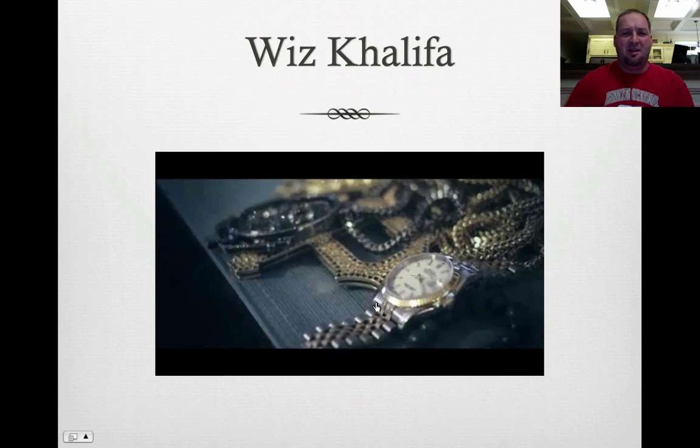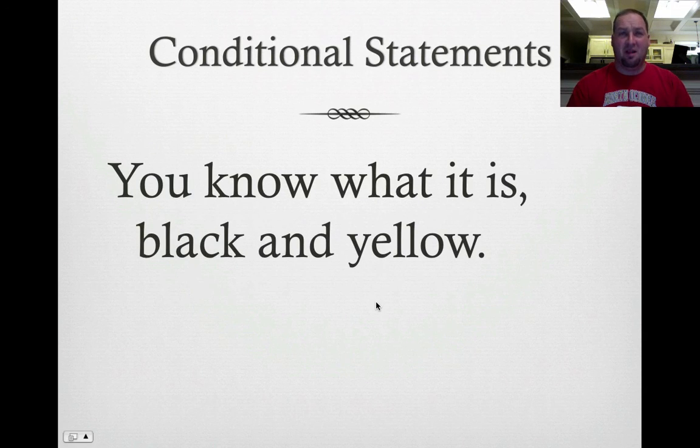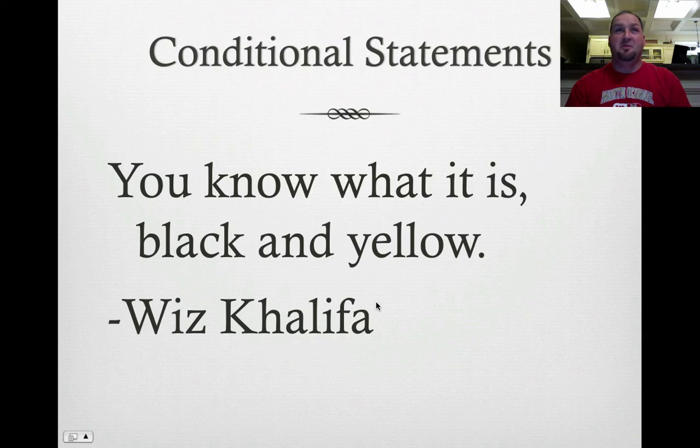As my son would say, they should change it to black and red because black and yellow is for the bumblebees, which he's talking about Georgia Tech. So that's right. So the lyric is, you know what it is, black and yellow. Now, it's not in an if-then statement, but could you write it in an if-then statement? I want you to identify the hypothesis, the conclusion, the converse, the inverse, and the contrapositive.